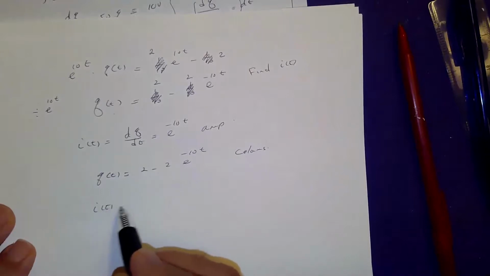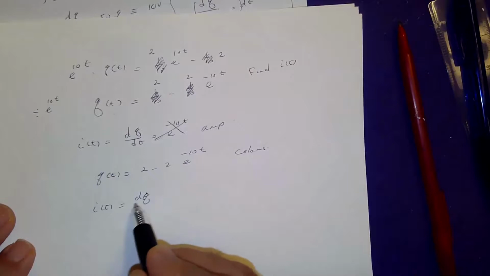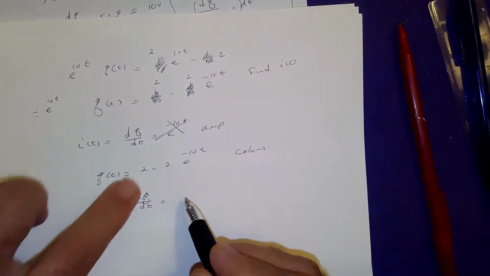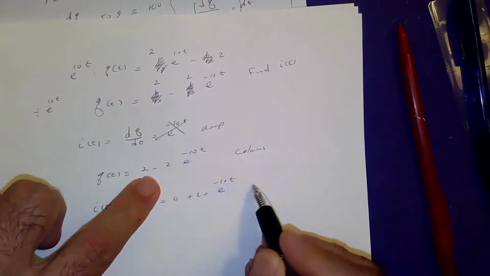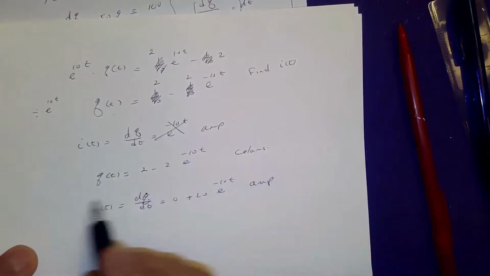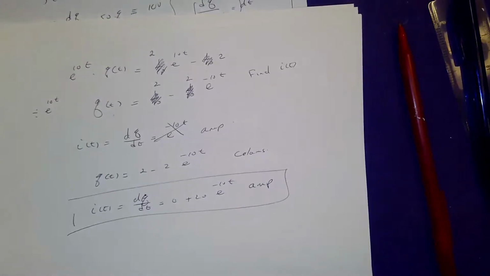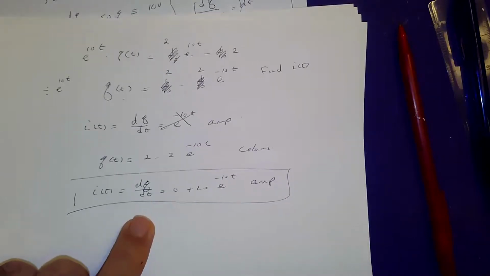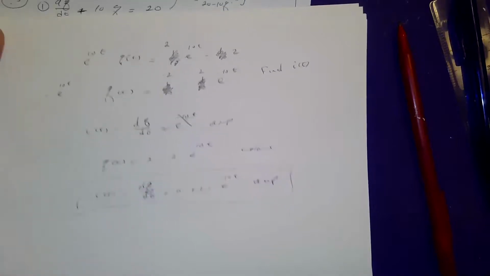So I is what? It's dq/dt. So it will be 0 plus 20 e to the negative 10t amps. There you go. Sorry about that, guys. It's getting late afternoon. I apologize. So do you see it? So this would be, is it -1? How so? Let me see.